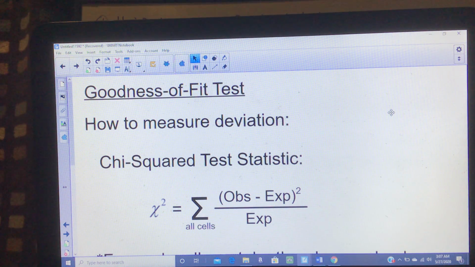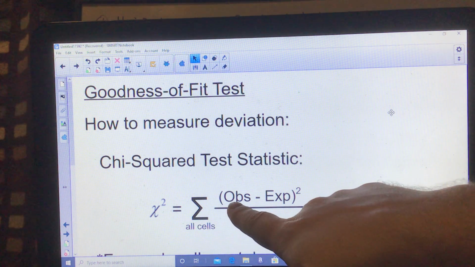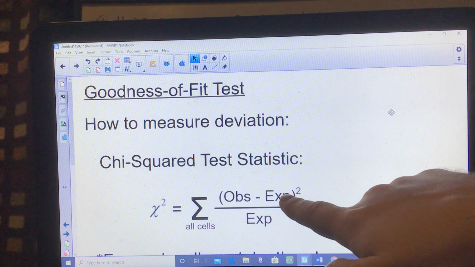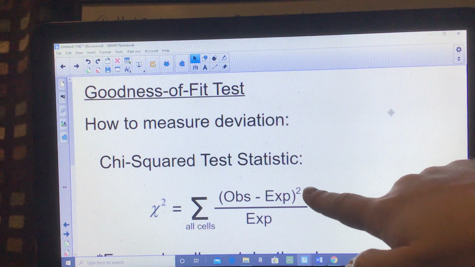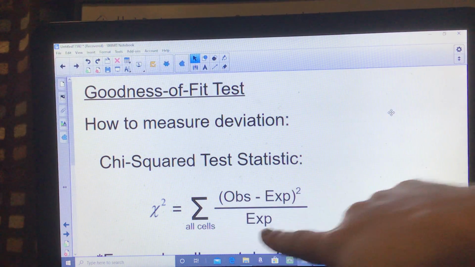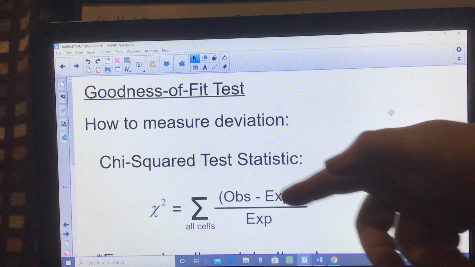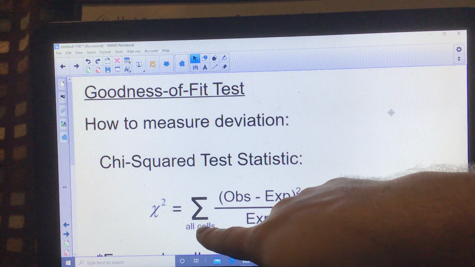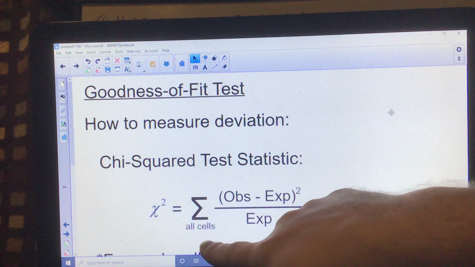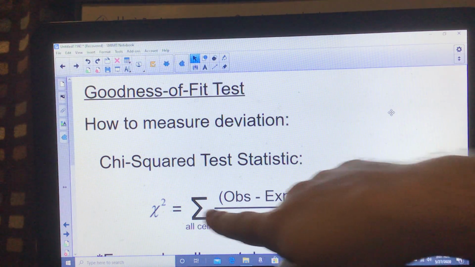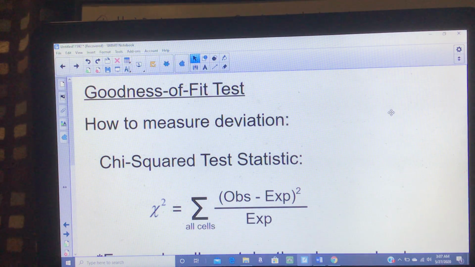So what you do is, for each cell, if you were to do this by hand, you'd have to do it 12 times. You'd have to take the observed value in the cell, subtract the expected value, square it, divide by the expected value. You would get a number, and then you would do that for every cell. So you'd have to do a lot of calculation. You do that 12 times, add up all the cells. Remember, this means to add. So if you add up all the cells doing this calculation, it gives you the amount of deviance.